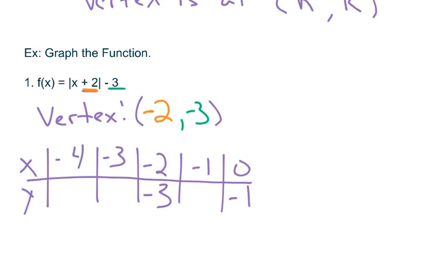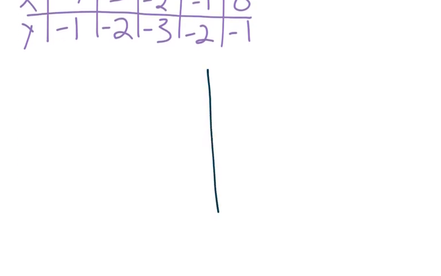Do the same thing with negative 1. Negative 1 plus 2 is 1. The absolute value of 1 is still 1, and then 1 minus 3 is negative 2. Now, if we keep going, negative 3 plus 2 is negative 1. The absolute value of negative 1 is positive 1, and then 1 minus 3 is negative 2 again. And I hope you can see that this one is going to be negative 1 under the x value of negative 4. Once we've got our xy table, we can sketch the graph.